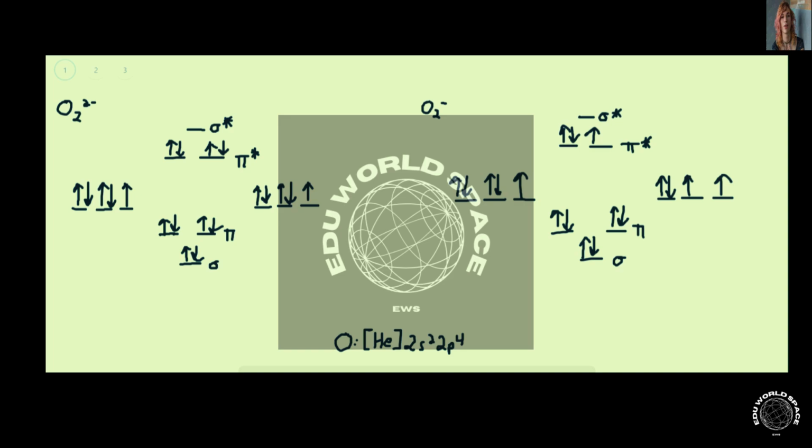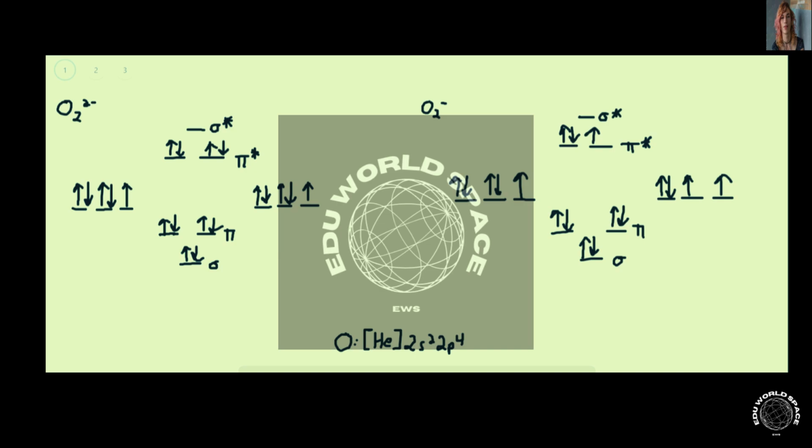molecular orbital diagrams. So for O2 2-, you fill up your sigma and pi orbitals, and then you also fill up both of your pi antibonding orbitals. Now, for O2- for superoxide, you're filling up your sigma and both your pi orbitals, but you're also filling up one anti-pi orbital, and then you're partially filling up the other anti-pi orbital.